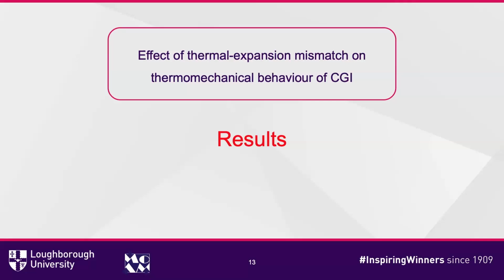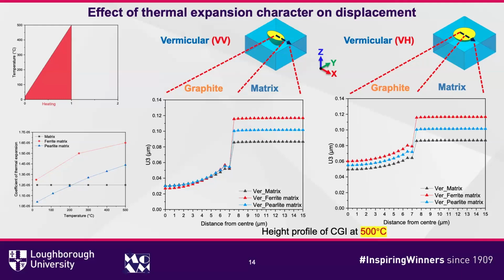And going back to my numerical research, I export the path from the center of the graphite inclusion to the center of the outer surface. Totally this corresponds to 0 to 50 micrometers. And here, at the location of 7.5 micrometers, this is the interface between the graphite and matrix. As I mentioned previously, the ferrite in the red line has the largest coefficient of thermal expansion, larger than the blue, the pearlite, and the effective matrix.